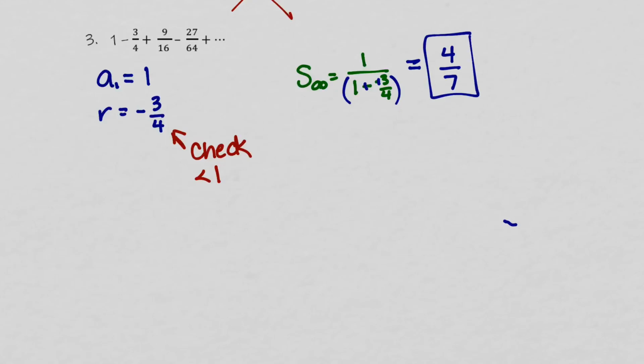And that's how you're going to find the sum of infinite geometric series. Again, double check r each time before you start trying to solve.